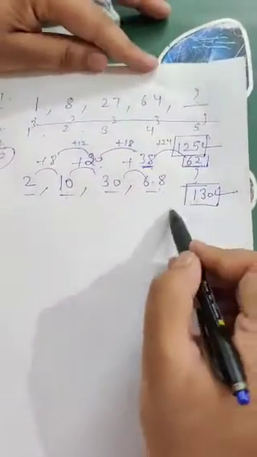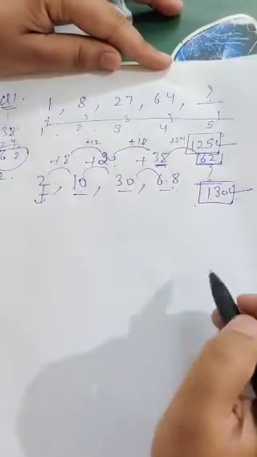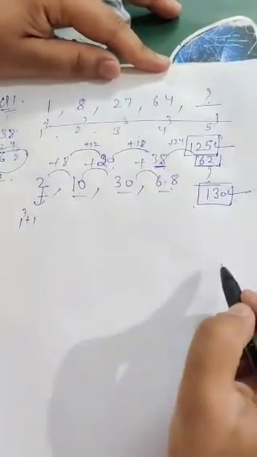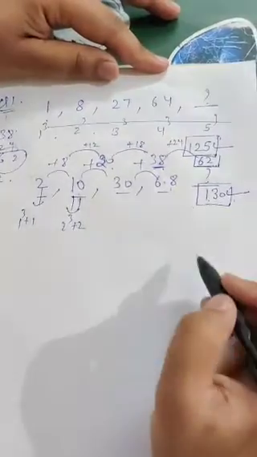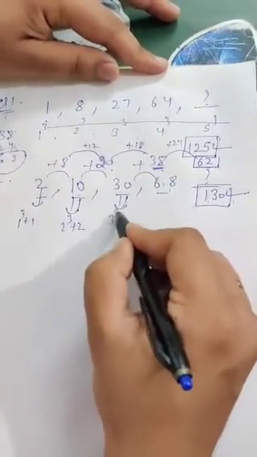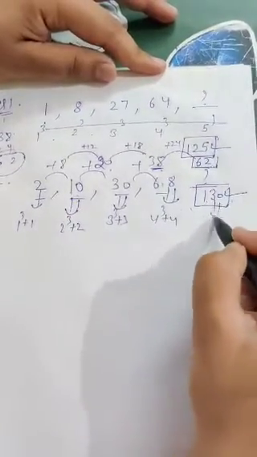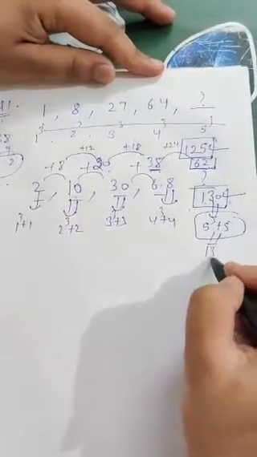We can solve a series not only by one method, but by various methods. And let's see one more method, how the same series can be solved. Now, how can you write 2? 2 can be written as 1 cube plus 1. How can you write 10? That is 2 cube plus 2. How can you write 30? That is 3 cube plus 3. How can you write 68? 4 cube plus 4. Similarly, 5 cube plus 5, so 5 cube plus 5 is also 130.